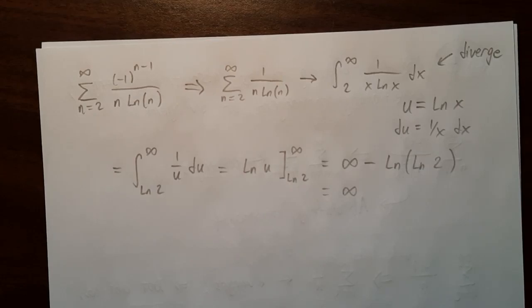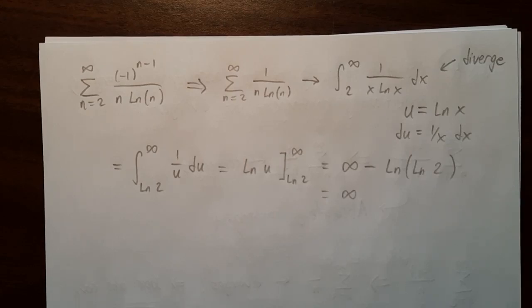All right, so the positive version of the series diverged. So that means it's not absolutely convergent, whatever else it is. So now the question is, is it fully and finally divergent, or is it conditionally convergent?